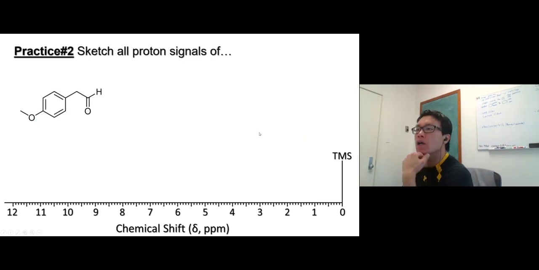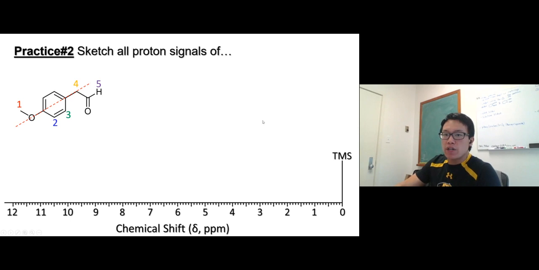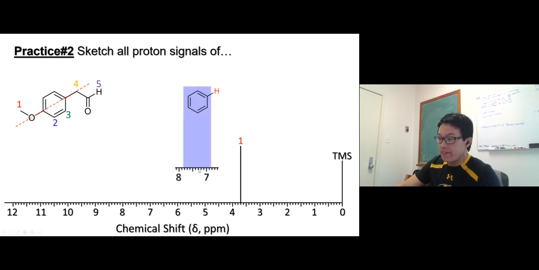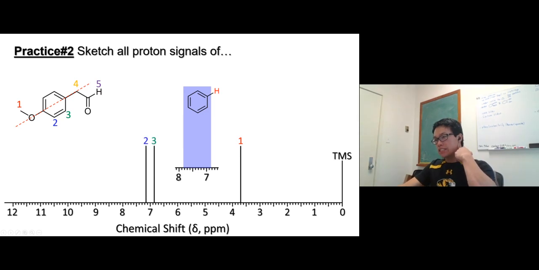Next one, this one. How many types of protons are there? Be careful of the symmetry. We have 1, 2, 3, 4, and on the aldehyde, 5. You should see 5 protons. Start with proton number 1, right next to the oxygen, 3.7. Put it right there. Now 2 and 3 are on the aromatic ring, the benzene. If you remember, 7 to 8. I'll put it somewhere right here. It doesn't really matter which one is more shielded or de-shielded, both signals are around here.